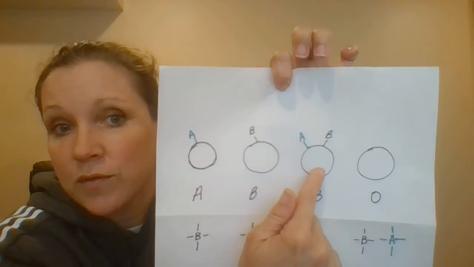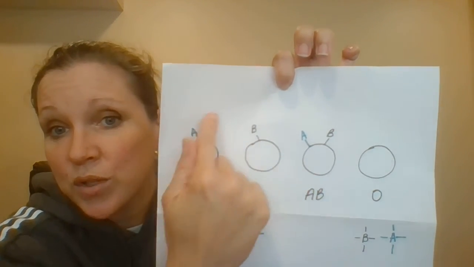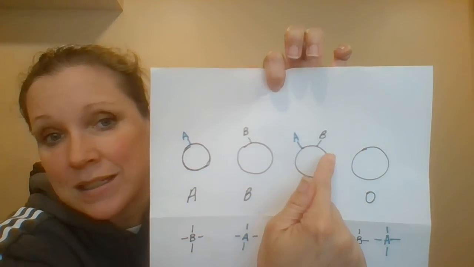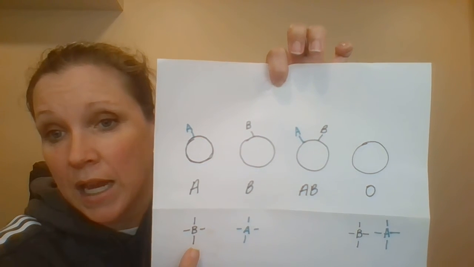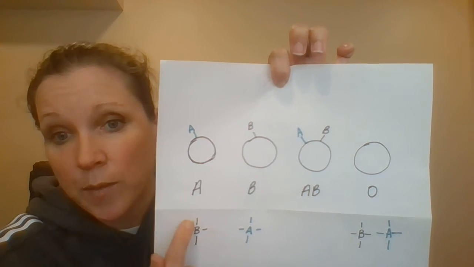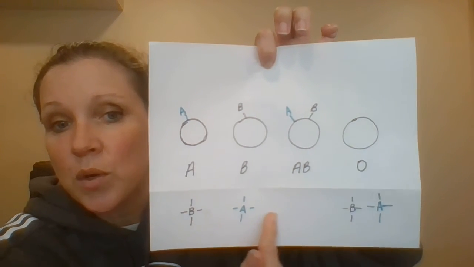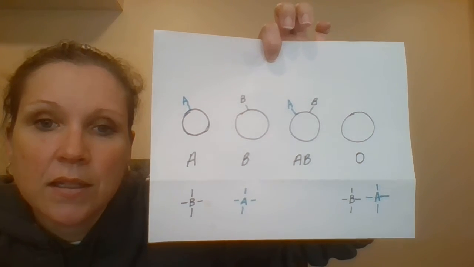But in the case of going from an AB person and trying to put that into an A person, while it would recognize the A antigen, it's not going to recognize that B antigen. And so now it's going to send those B antibodies into alerts, tell them to find anything with a B on it and grab onto it.